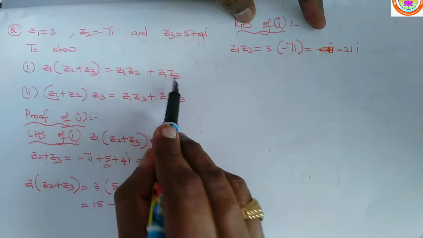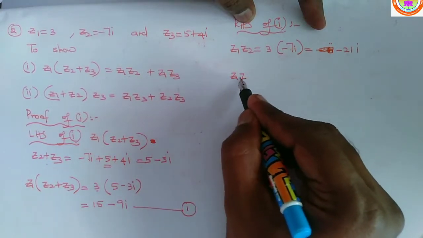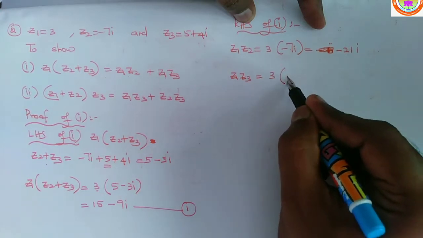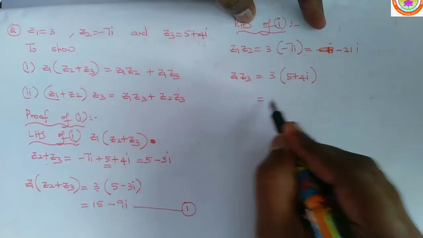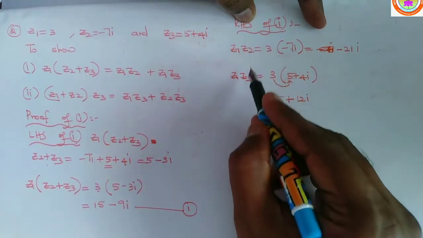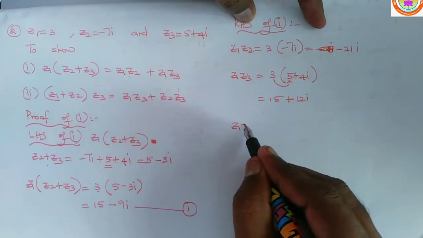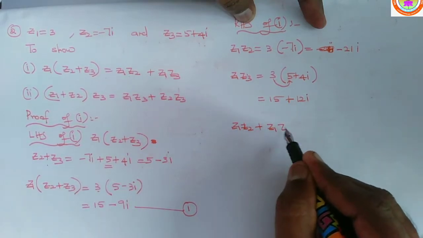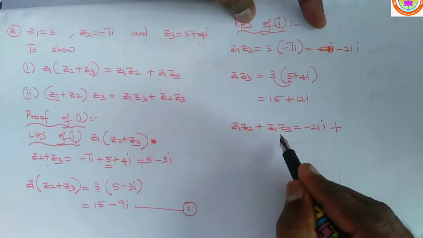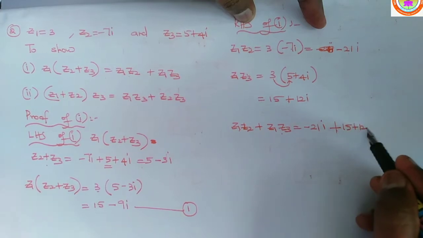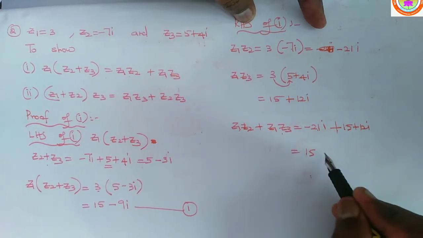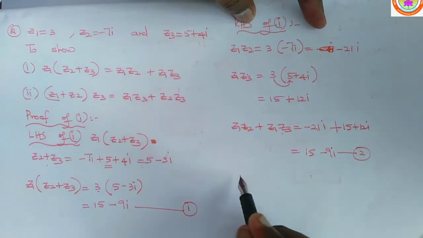Next, z1 into z3. What is z1 z3? z1 is nothing but 3, z3 is 5 plus 4i. So we need to multiply. 3 5s are 15, 3 4s are 12i. Now we need to add this: z1 into z2 plus z1 into z3. z1 into z2 is minus 21i plus z1 z3 is 15 plus 12i. So this is 15 minus 21i plus 12i, which gives us minus 9i. Keep it as equation 2.